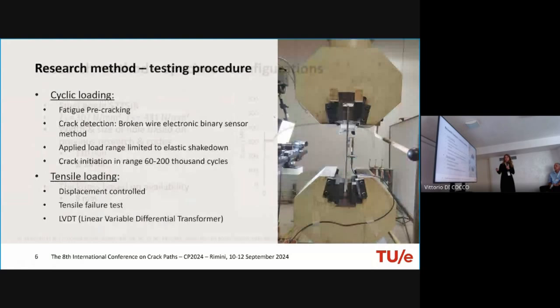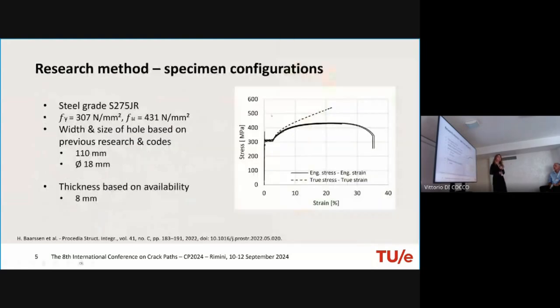Okay, so the material used for this research is of steel grade S275. The stress-strain properties are shown on this graph, and the ultimate tensile strength and yield strength are displayed on the slide. The width and size of the holes in this research are based on previous research, but also on the codes. And the thickness is based on availability because we use the same batch of material as previously performed research by Baarsen.